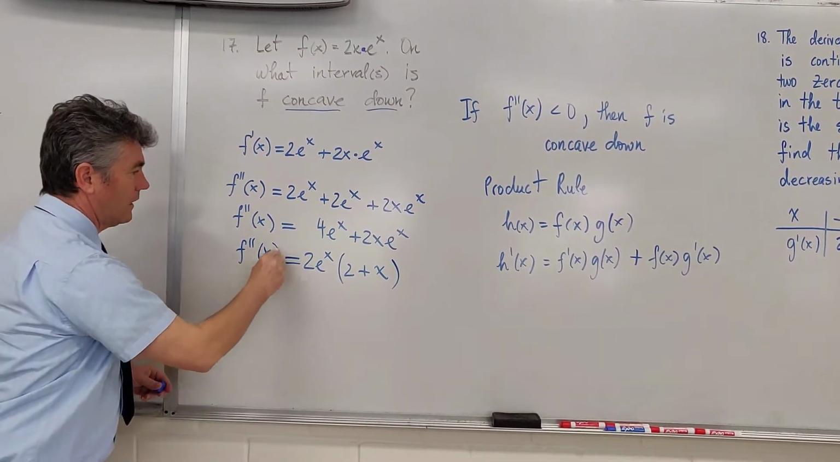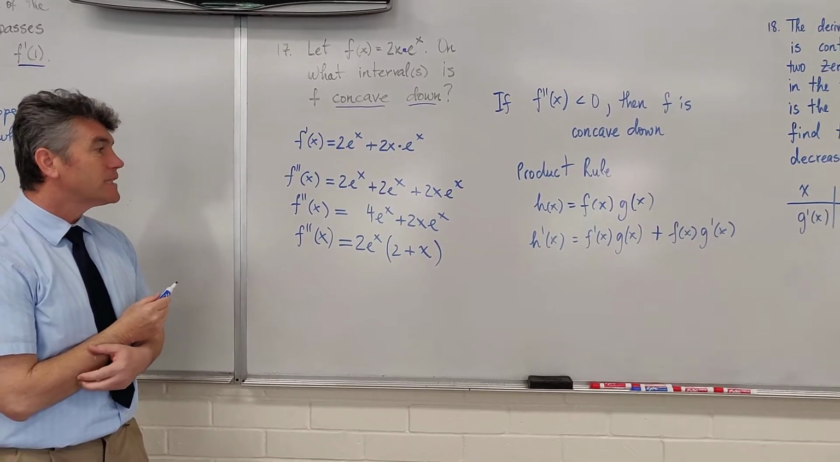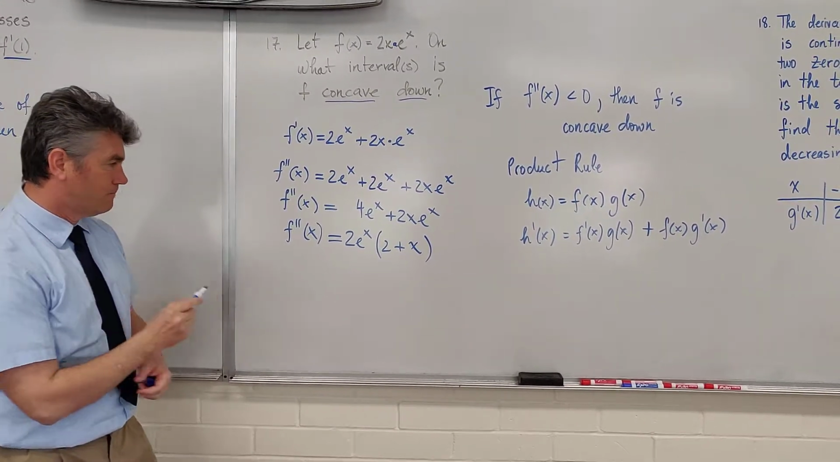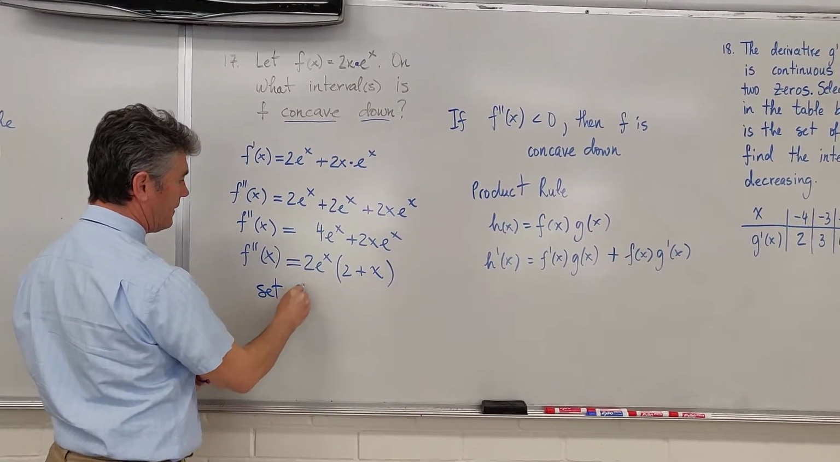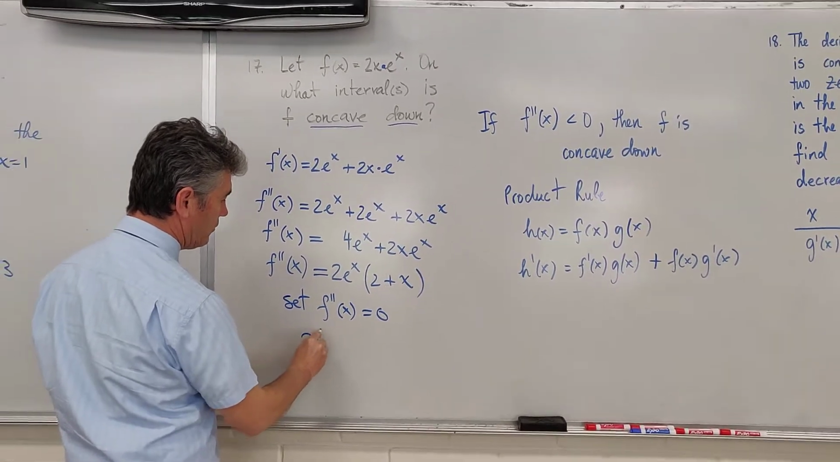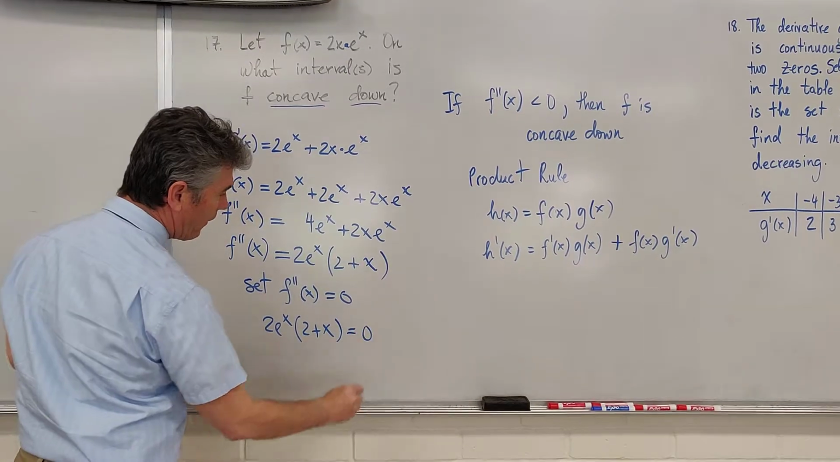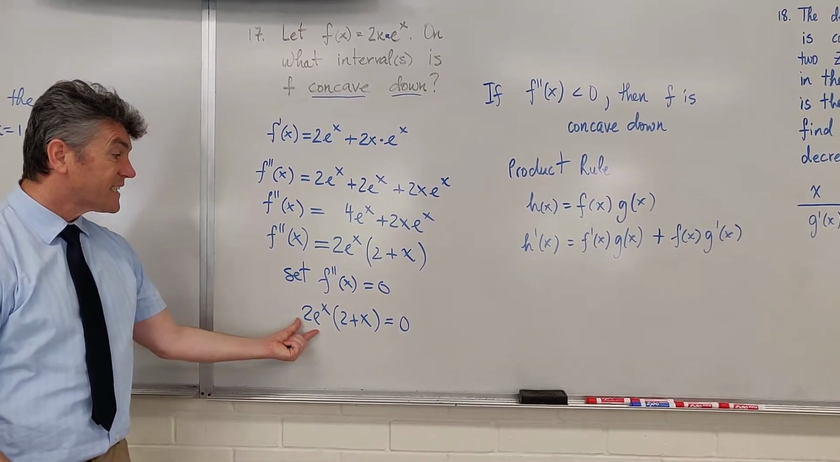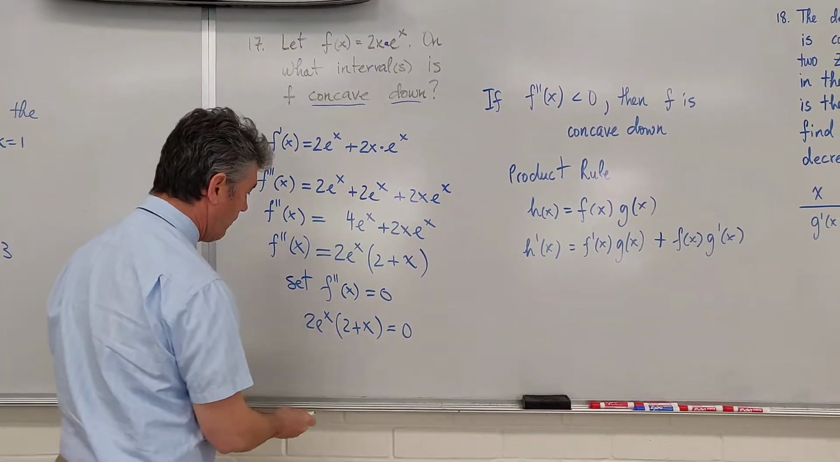Good. So you know what f double prime of x is. Your next step is to set it equal to 0. So set f double prime of x equal to 0. So 2e to the x times 2 plus x equals 0. 2e to the x is always positive. You can even divide by 2e to the x if you want to.